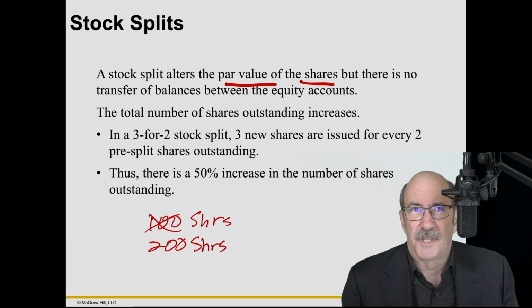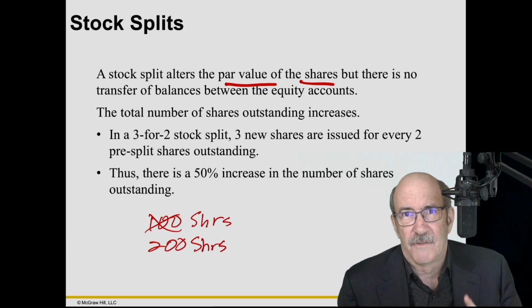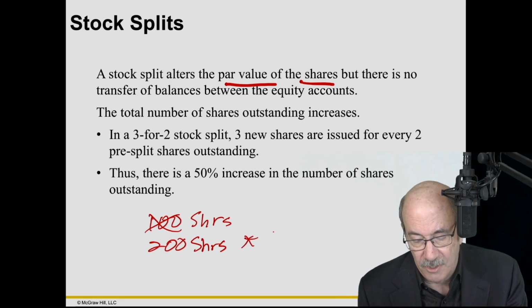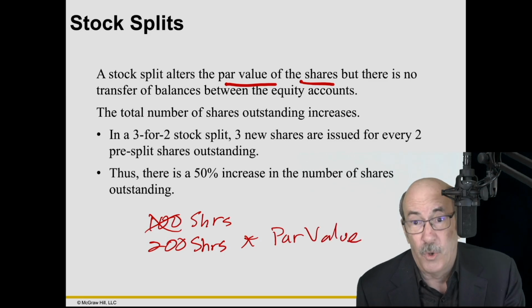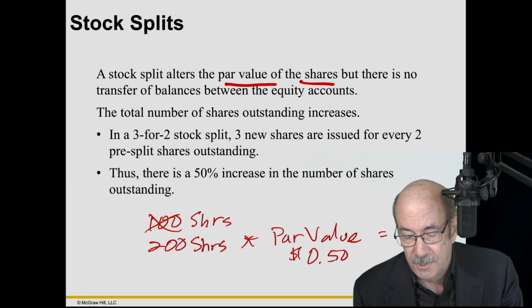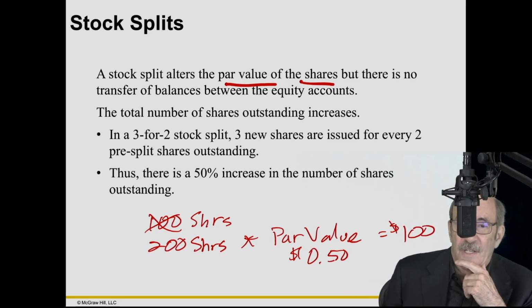So how do we deal with that and not change the value of that paid-in capital account? Well, here we go. We change the par value. Par value goes from that $1 down to 50 cents. And then we still have the $100 total value of the paid-in capital account.